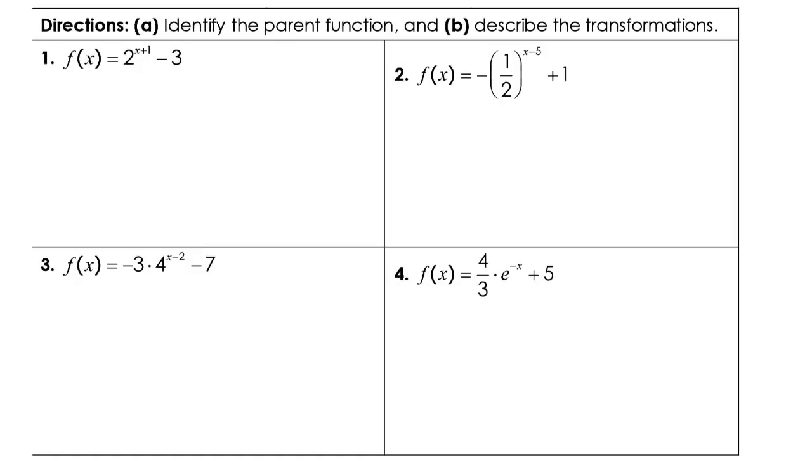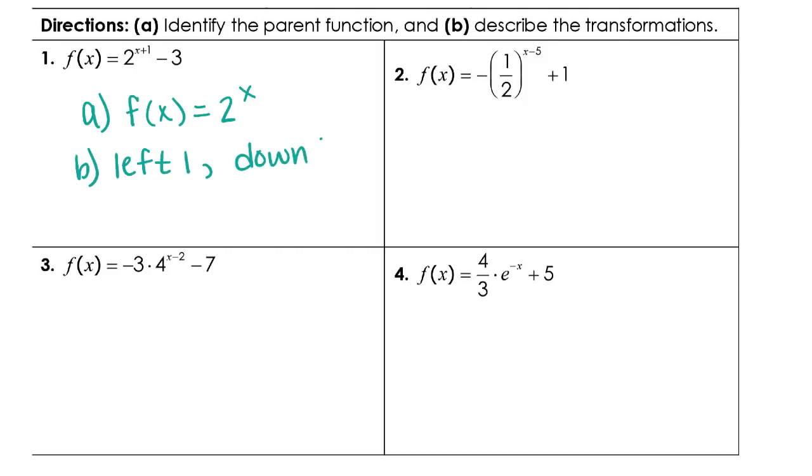All right, so let's list out the parent function, and then we're going to go through and discuss what kind of transformations are going on. So for this first one here, the parent function is going to be f of x equals 2 raised to the x power. And then our transformations, we're going to go left 1, and then we'll also move down 3. And again, left 1 because that 1 is up there inside the exponent, so that's going to be included inside parentheses, kind of similar to what you're used to seeing.